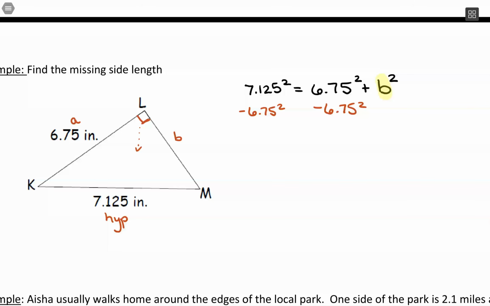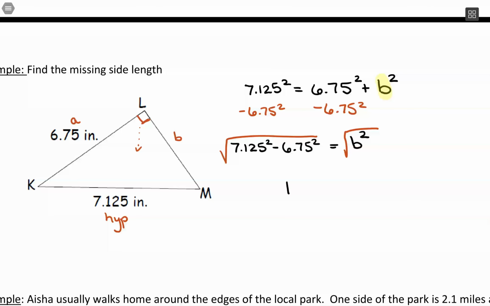So that means on the left-hand side of the equation, in kind of a long form, I have the 7.125 squared, and we're subtracting 6.75 squared. Equals, and then on the right-hand side that all cancels out, so all we have is b squared. And then I'm going to take the square root of both sides.